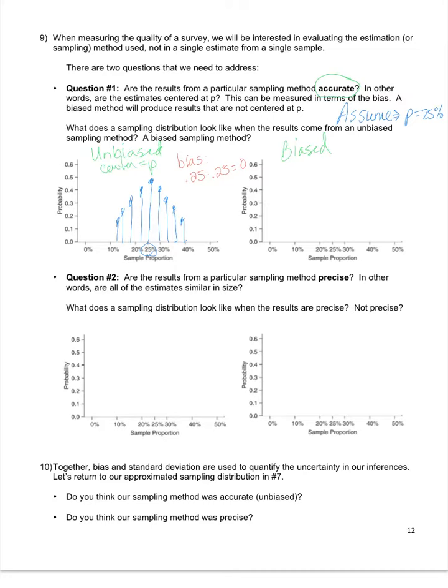All right, if your distribution is biased, on the other hand, you might have a distribution that looks like this. And in this case, we tended to underrepresent or underestimate the proportion of cat people in our sample. So notice here, our center is not at P.